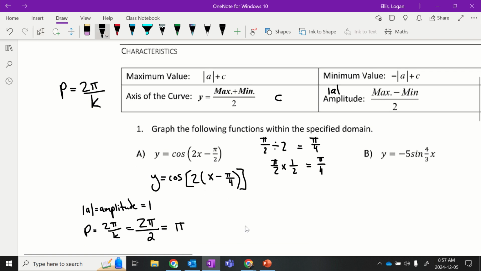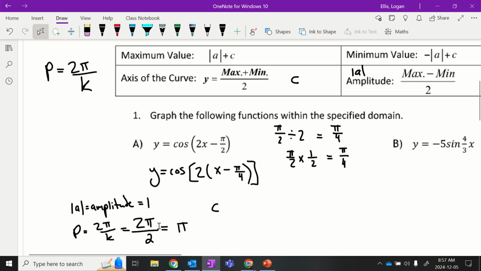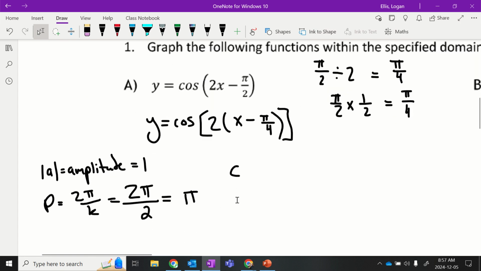C being the center line or the axis of the curve. I call it center line because C for center line makes so much more sense. Sorry, I'll zoom in on that for everybody there. It is basically 0 here, right? Because there's no plus anything, so C is 0. And basically, it's been shifted right pi over 4.